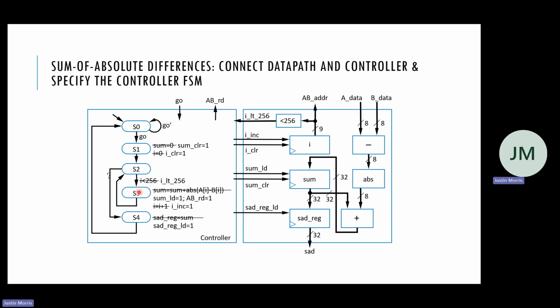It would only care if it's in state S2, right? So this again would be your excitation table, right? You have as inputs go and I is less than 256. And then you also have your current state. So you have 5 states, so you need 3 state bits. So then you have 5 input bits. And then in terms of outputs, you have your next state, which is 3 bits. And then you have AB read, I increment, I clear, sum load, sum clear, SAD reg load. So you have 9 outputs. So it's a lot of K-maps.